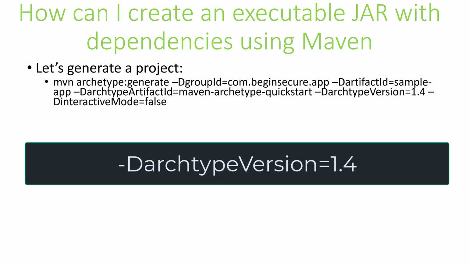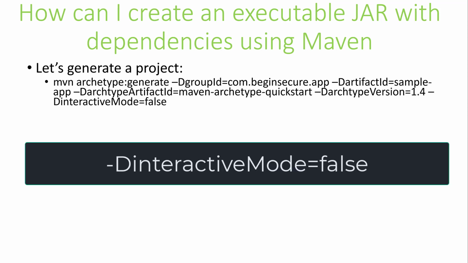In this case, version 1.4 of the archetype. Our final parameter is interactive mode, which we set to false. This means that we'll supply all the information on the command line invocation of Maven and don't wish to be prompted for any input. The best way to look at a Maven example is on the command line.